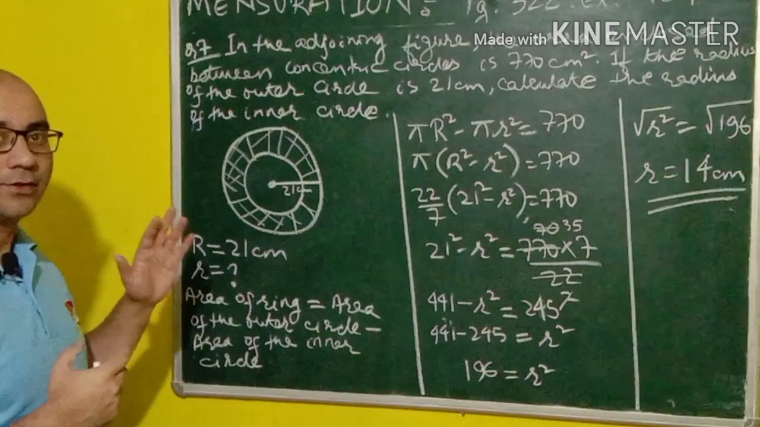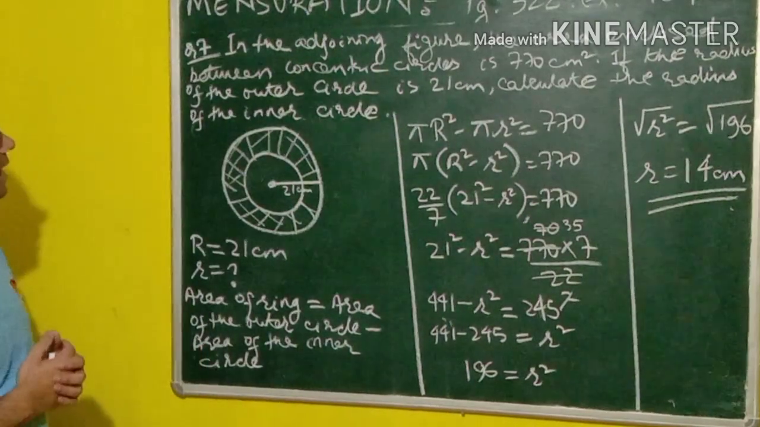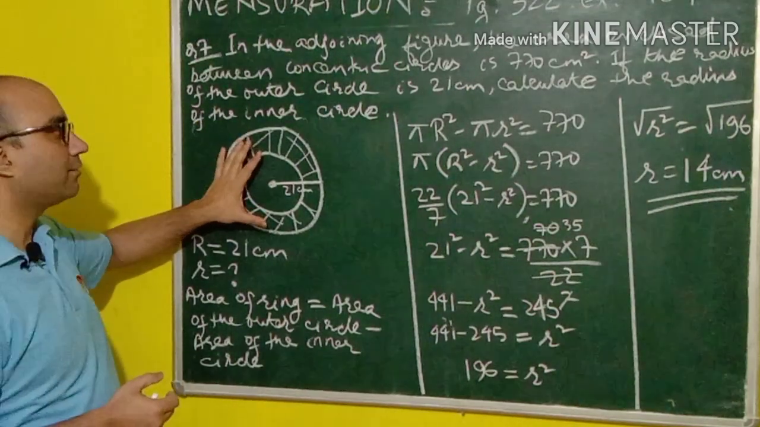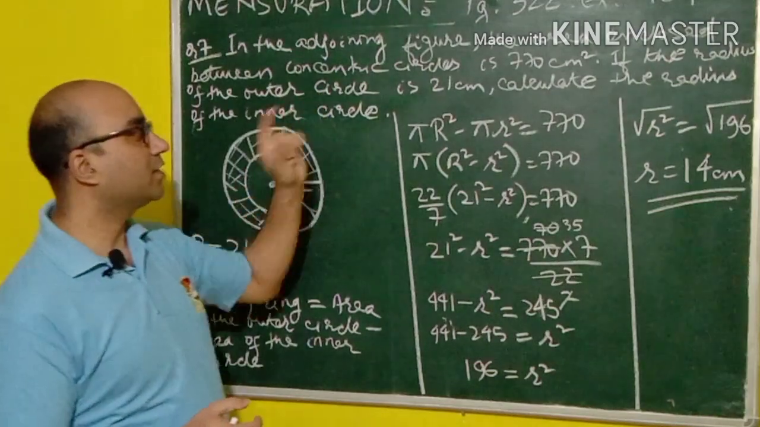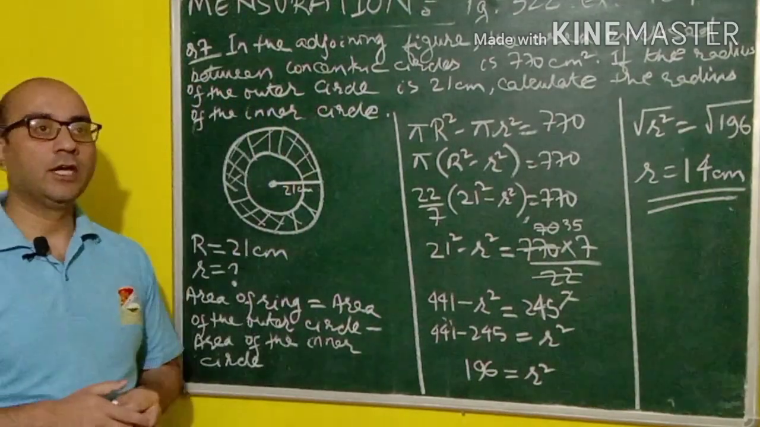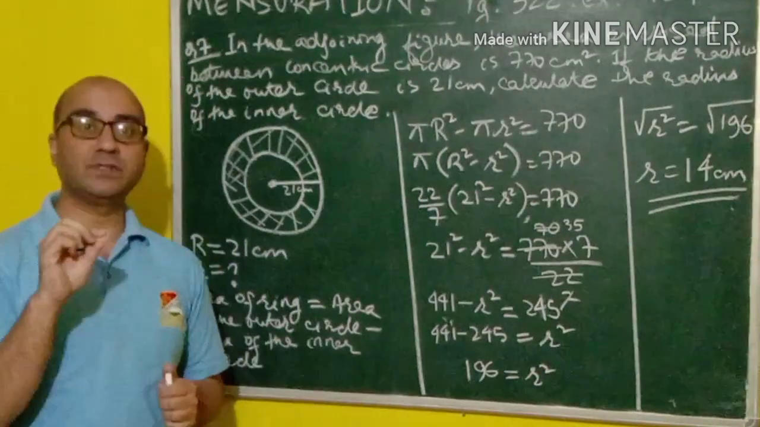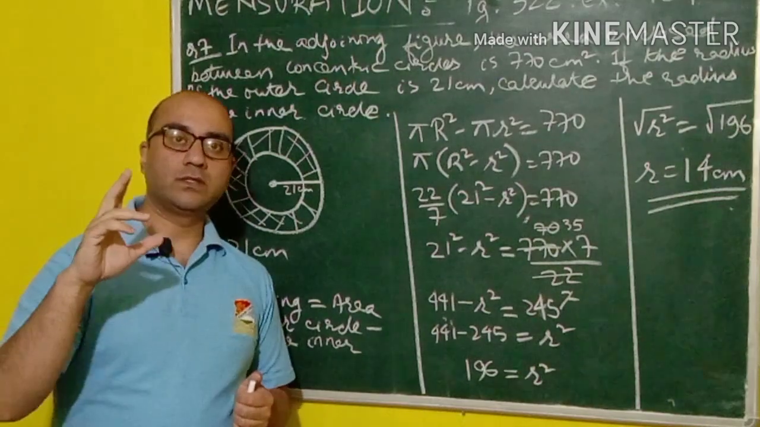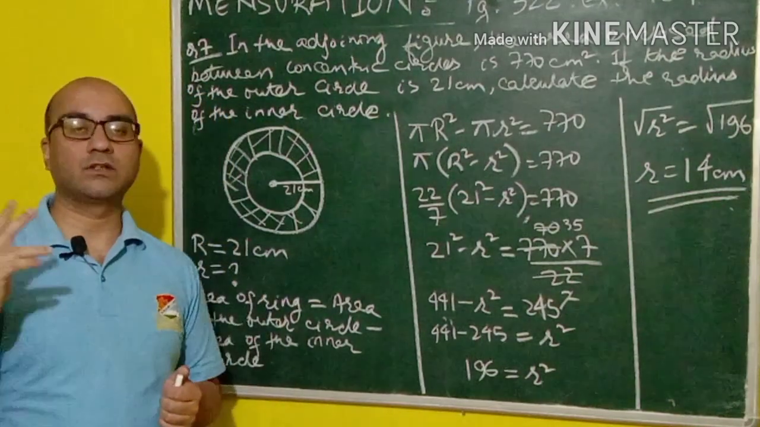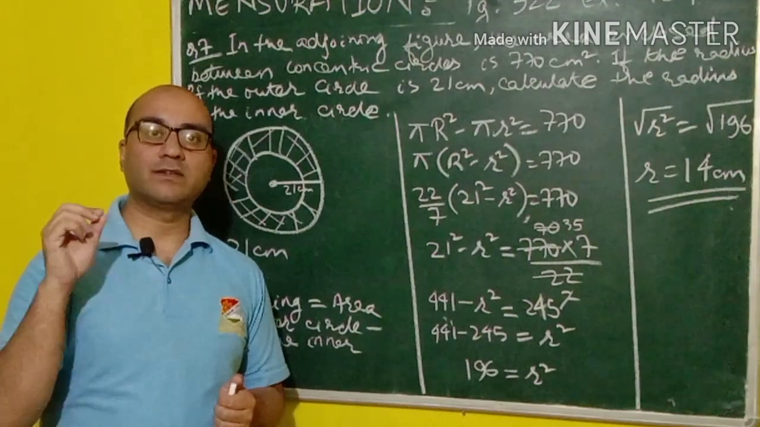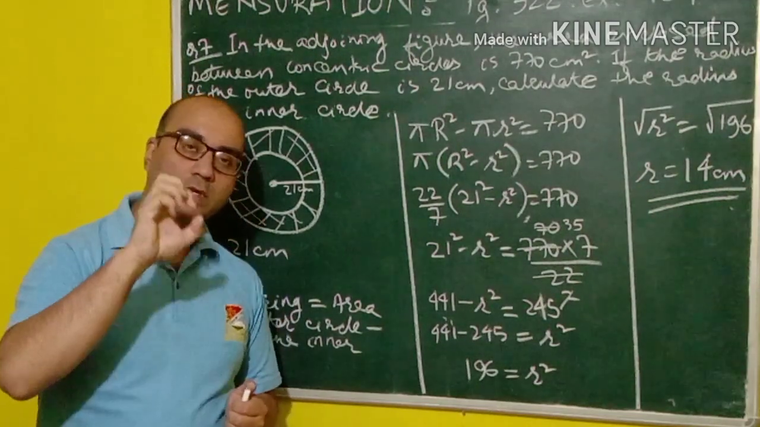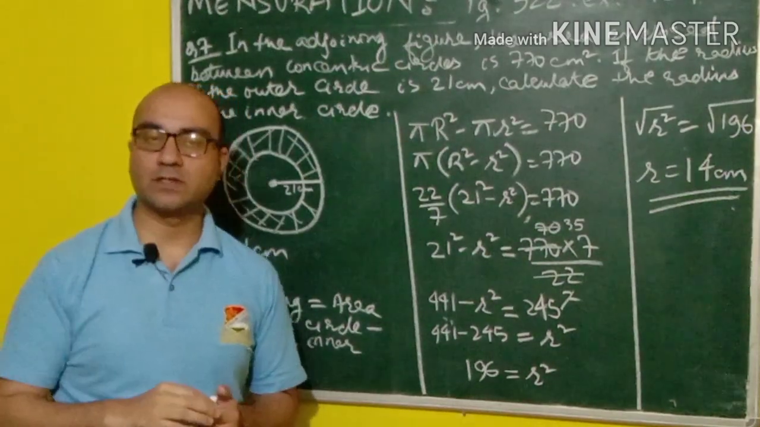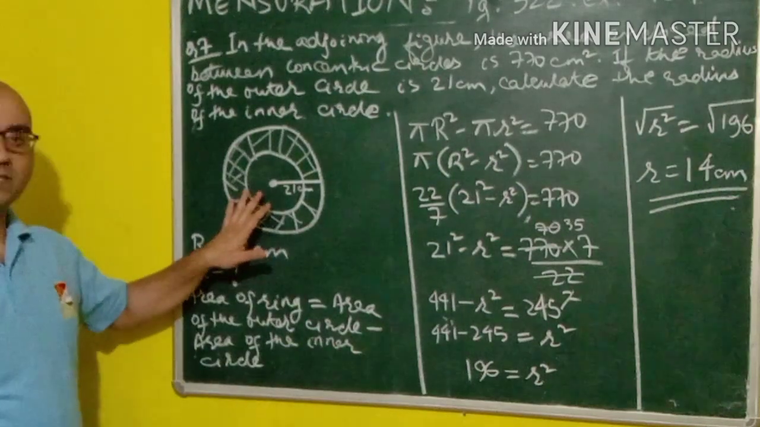Now let us read through the question. Question number 7 reads: in the adjoining figure, this is the figure given to us in question number 7, the area enclosed between concentric circles. Now what is the meaning of concentric circles? If you have two or more circles with the same center, these types of circles are known as concentric circles. They may be 2 circles, 3 circles, 4 circles, all these circles will be called concentric circles provided the center is exactly the same. A smaller circle, then a bigger circle, then a bigger circle, but if the center is the same, these types of circles are called concentric circles.